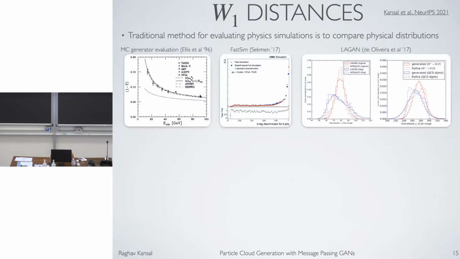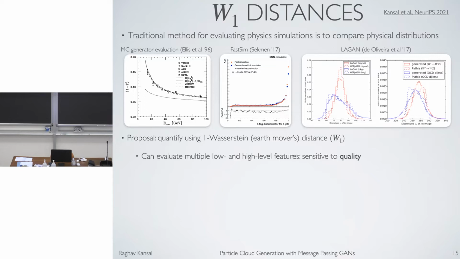So I'll go over the first metric, which is basically the traditional method for evaluating these simulations outside of machine learning as well: to compare physical feature distributions. So even for Monte Carlo generators, for CMS FastSim and machine learning applications, we just look at physical feature distributions across all our samples. And we're basically proposing to quantify this using the Earth mover's distance, or the one-Wasserstein distance, which is the work you have to do to transform one distribution to another.